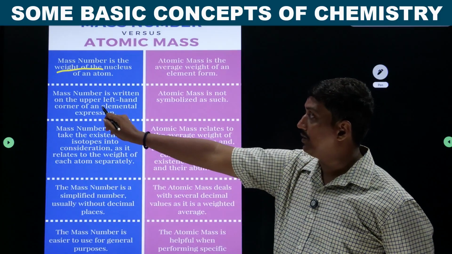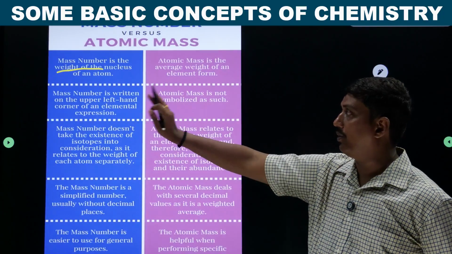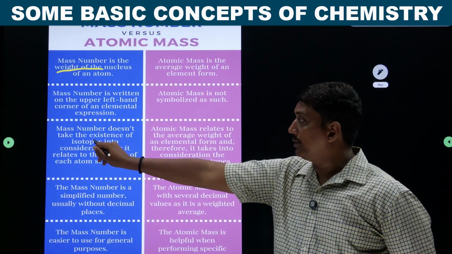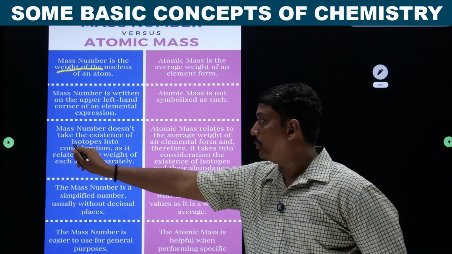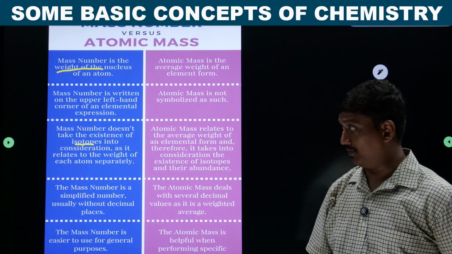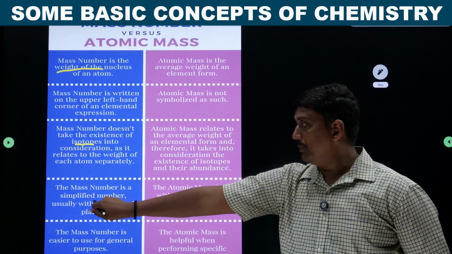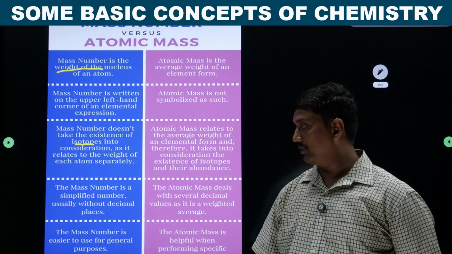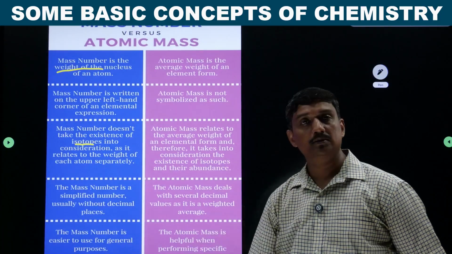Mass number is written on the upper left hand corner of the elemental expression. Already I have written. Mass number does not take into account the existence of isotopes. This point is very important. Isotopes, let me explain one by one. The mass number is a simplified number, usually without any decimal places. Mass number is easier to use for general purposes.